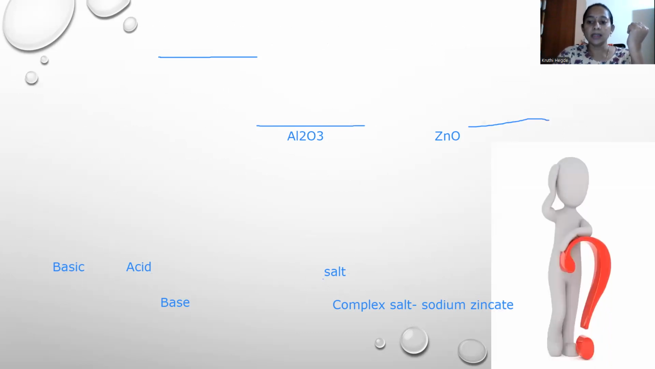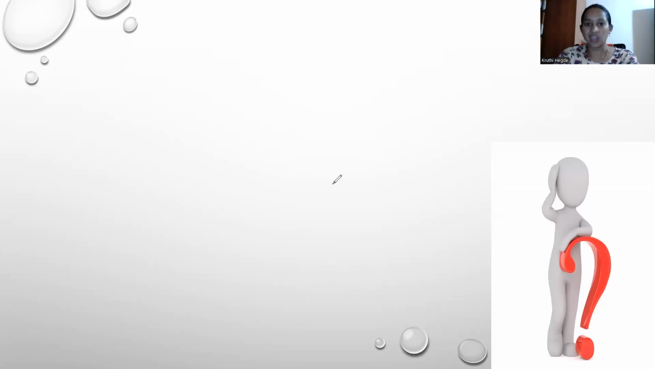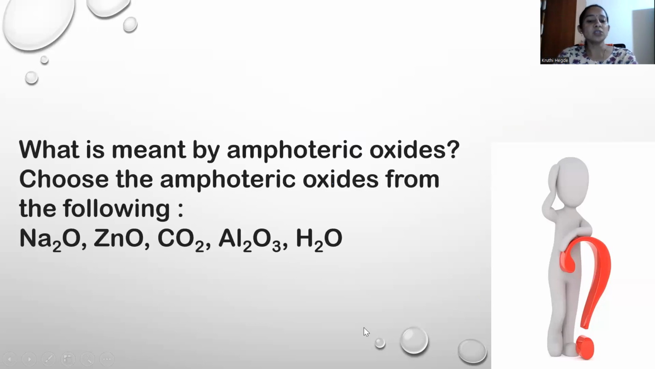Now let us move further. Based on this concept of amphoteric oxide, let us try to answer a question. The question goes like this, a very easy question in fact. What is meant by amphoteric oxides? Amphoteric oxides are those metal oxides which react both with acid and base to produce salt and water. Choose the amphoteric oxide from the following.